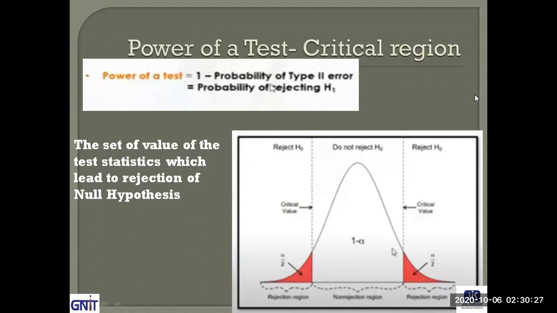probability of rejecting H1, that is the alternate hypothesis. The set of values of the test statistic which lead to rejection of the null hypothesis, that is the critical region. So what is critical region?